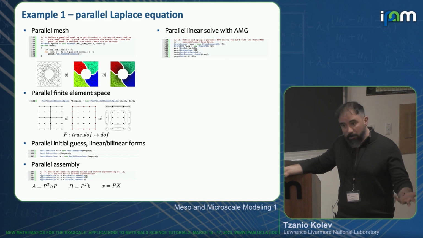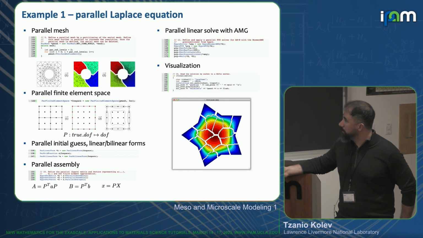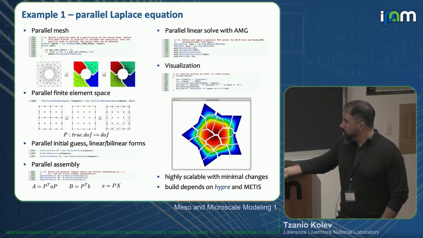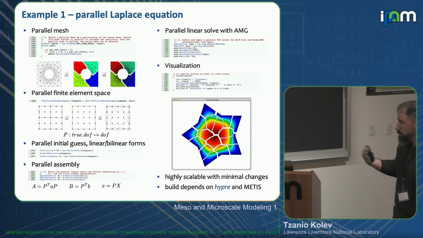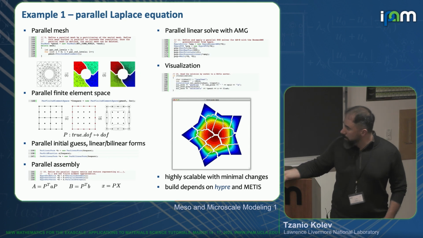And then now you have a global linear system that is hard, so you use something like algebraic multigrid to solve it. And then you can visualize it the same way. You can see the independent solutions on different MPI ranks. Okay, so this is, I don't know, maybe 20, 30 lines of changes that are mostly trivial.